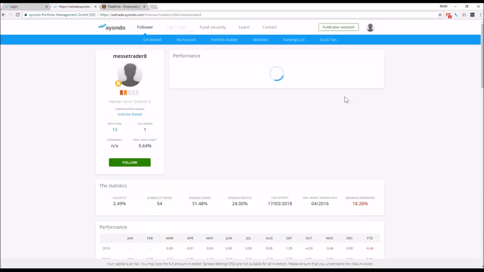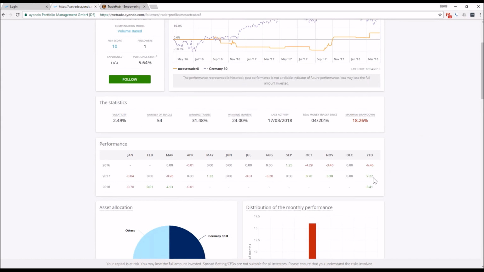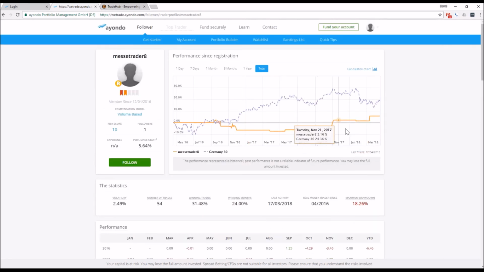So this one here, Messy Trader, appropriate enough, has scraped into profit since September last year, up about 5.6%. But look at this, for a year, the account was just losing money. So for me, even though the profit figure for last year is all right, 9%, 3.5%, 3.4% this year, the way it's been made would throw up a question mark for me and would mean I wasn't interested in following.